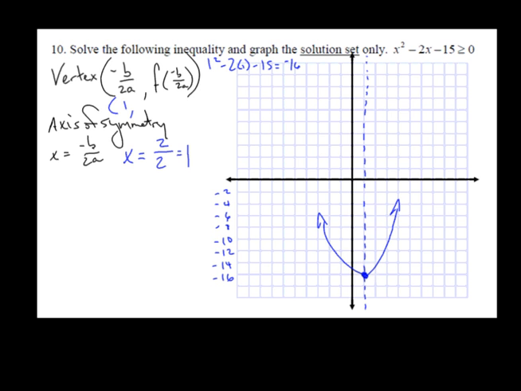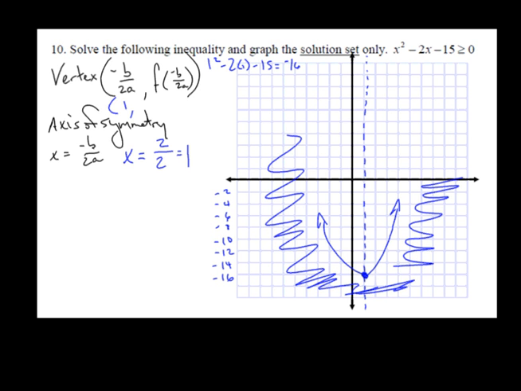And then we're going to shade everything on the outside of the graph after we test the point 0, 0. 0, 0 is on the inside of the graph. 0, 0 gives you a false statement, so you shade the opposite side as the false statement.